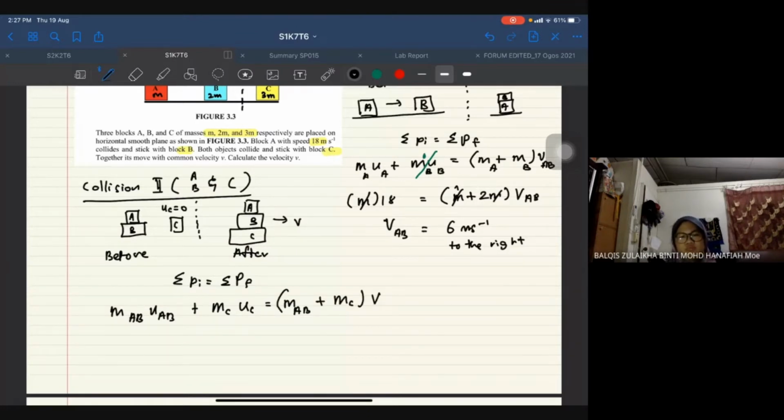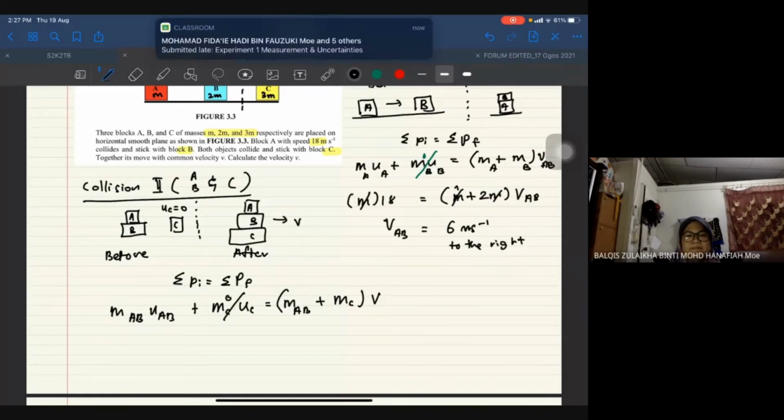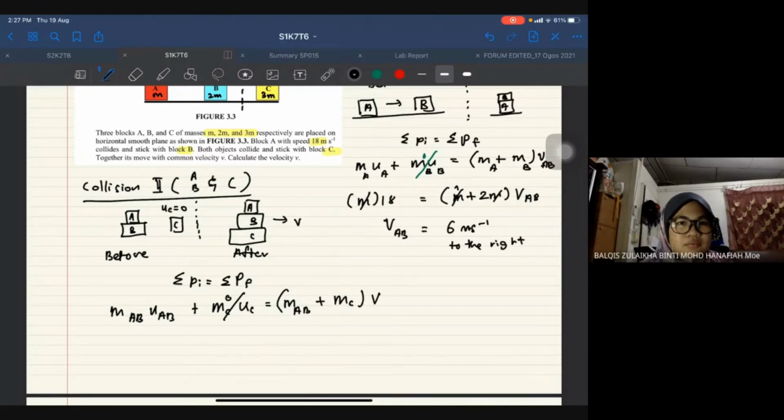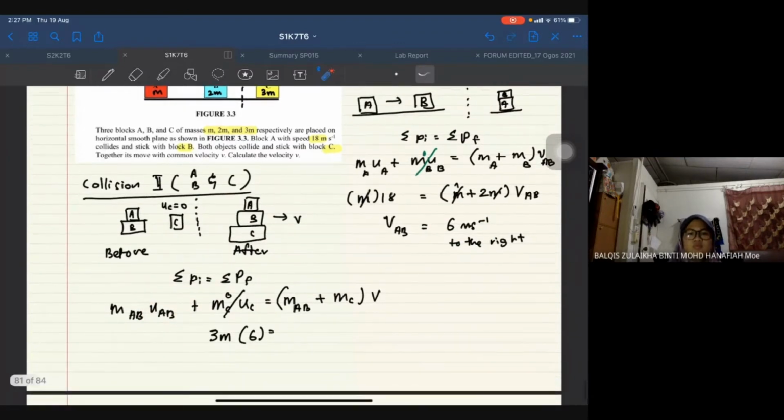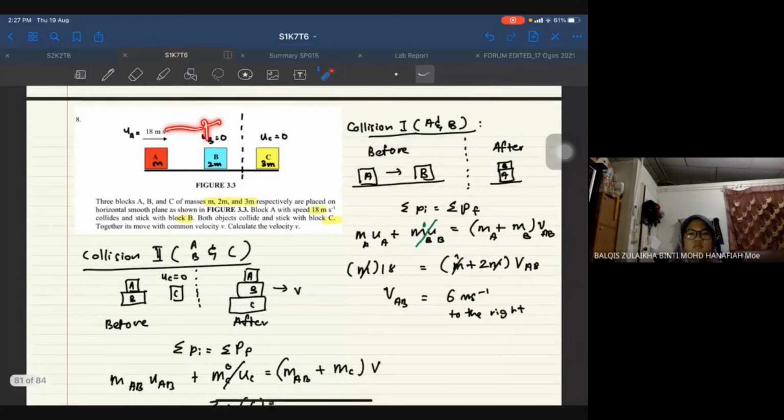Okay, because final velocity is the same. So this one becomes 0 because initially C is not moving. So MAB2 would be equals to 3M. Tak, betul eh. UB tadi equals to 6. Yang VAB just now, dia jadi UB lah. Yang asal pula sebab dia dah berlanggar tadi kan. Lepas tu dia bergerak lagi. So dia hit, naik atas ni, lepas dia gerak lagi.